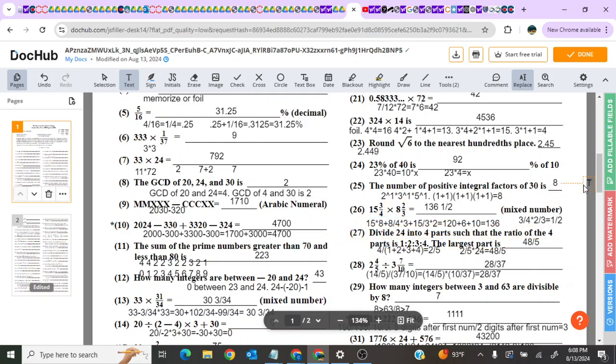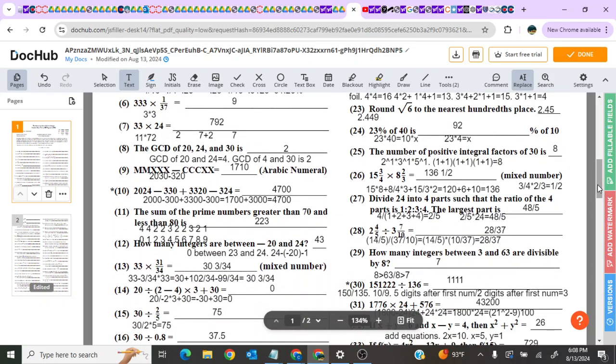27. Divide 24 into 4 parts such that the ratio of the 4 parts is 1, 2, 3, 4. The largest part is what? Well, the ratio of your largest part is 4 over the sum of all your ratios. So 4 over all them combined, which is 10, is equal to 2 over 5. So multiply 24 by that 2 over 5 ratio, and you'll get the length of your largest part.